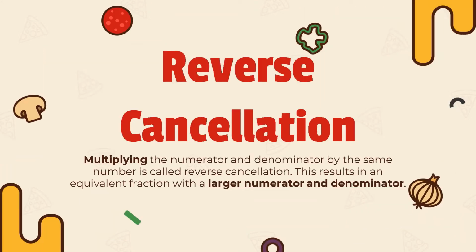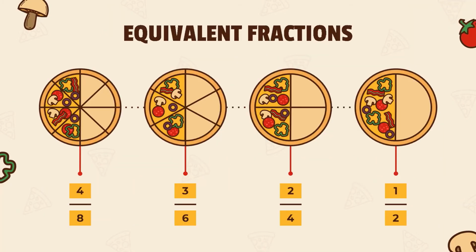Reverse cancellation is basically the opposite of cancellation. In reverse cancellation, we multiply the numerator and denominator instead of dividing it. We multiply it by the same number according to the rule. And if we do reverse cancellation, this will result in the equivalent fraction with a larger numerator and a larger denominator. This diagram will help you understand equivalent fractions much better.